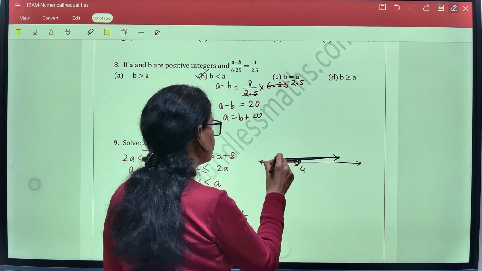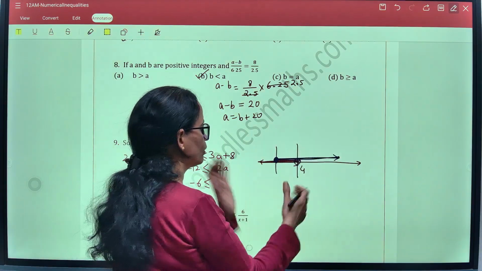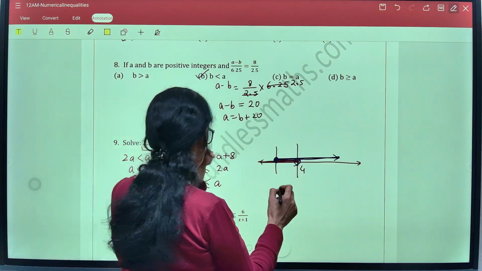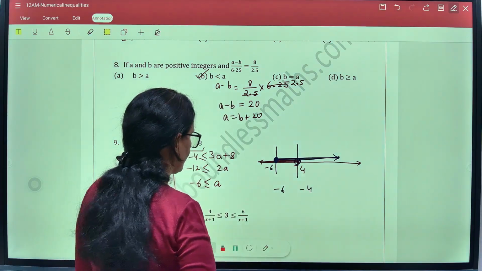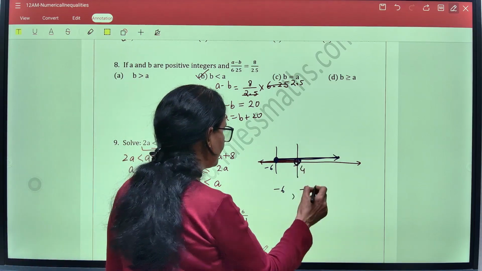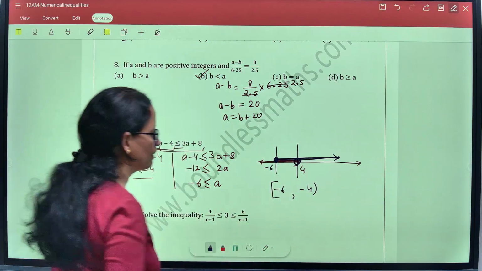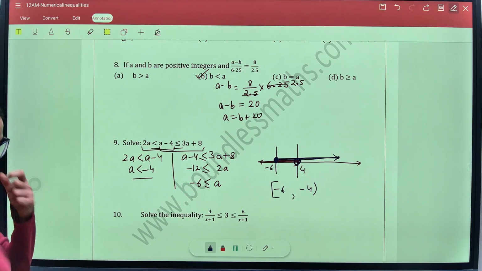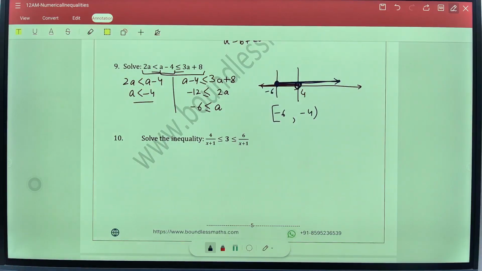So how do we write? What are the common solutions? What is the final solution? This is the interval that is common between both the solutions. So how do we write that? First write both the ends. That means minus 6 and minus 4. Now which bracket we need to use? Because this is open-ended, so a circular bracket here, minus 6 is inclusive. So that means closed bracket here. So this is the answer for this question. It is in the range minus 6 to minus 4, where minus 6 is included. Let's solve the next one.